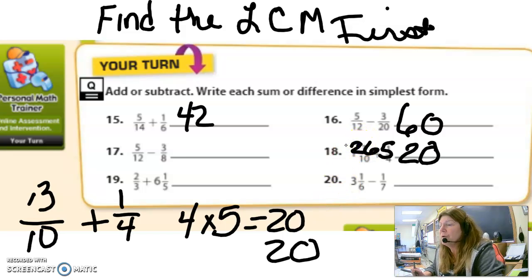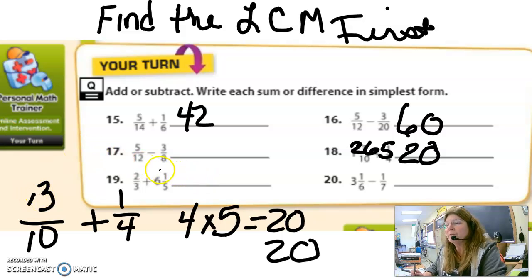All right, I hope you can read my chicken scratch. Do this with number 19 and 20 as well. Let me know how you do. I'll be very interested in seeing if this little video helped you. Find the least common multiple first.